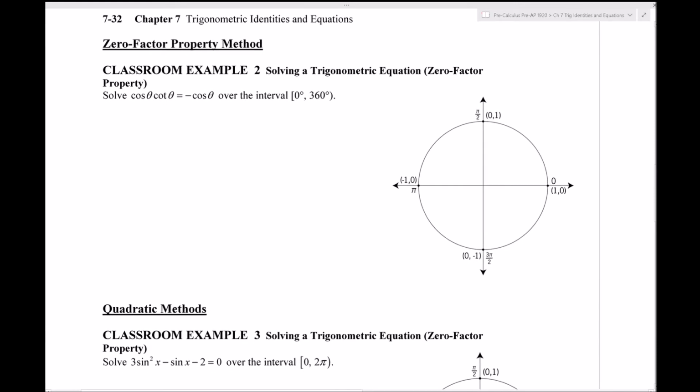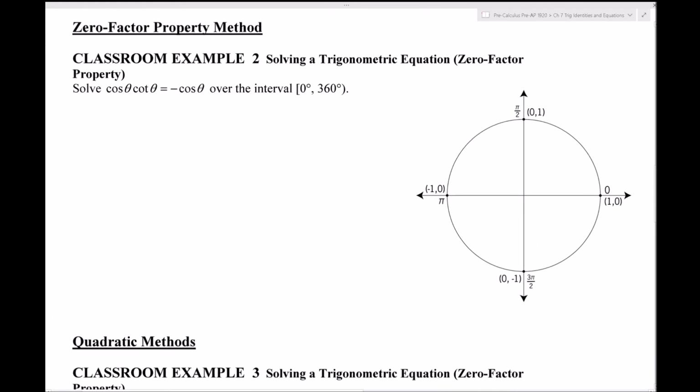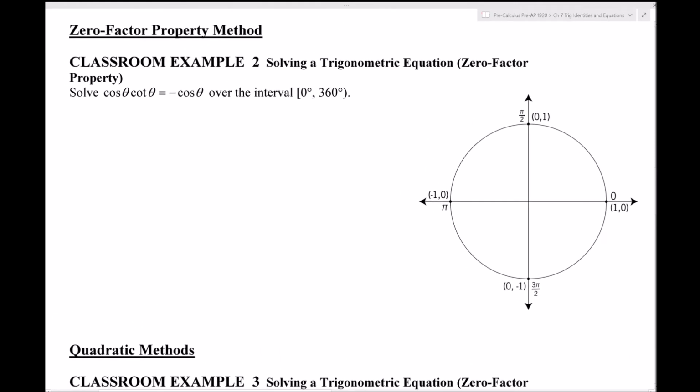Example 2. So this is going to make the equation a little tougher. We're going to use the zero factor property method. Zero factor property method applies when the equations are factorable. So they have higher order terms, but they're factorable. So that's one step above the one that we just did. So we're solving cosine cotangent equals negative cosine over the interval 0 through 360.